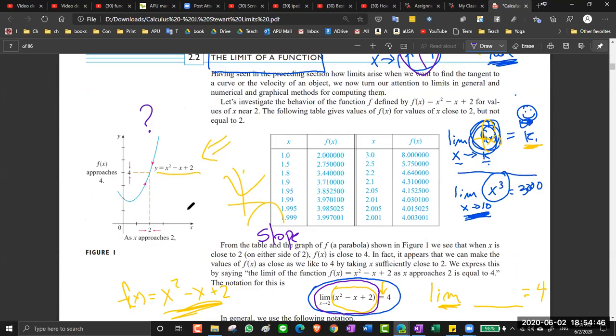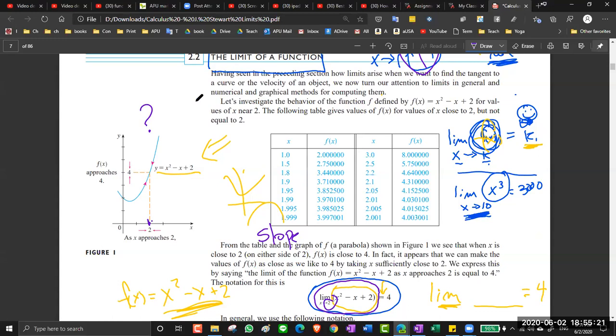So what are we asking about right now? Here's this function, or here's the graph of this function. And we're talking about when x gets close to 2. So here's x equals 2. And what we're asking is, what happens to this function as x gets close to 2? So that seems like an incredibly simple question to answer. It's not complicated. It's just simple.